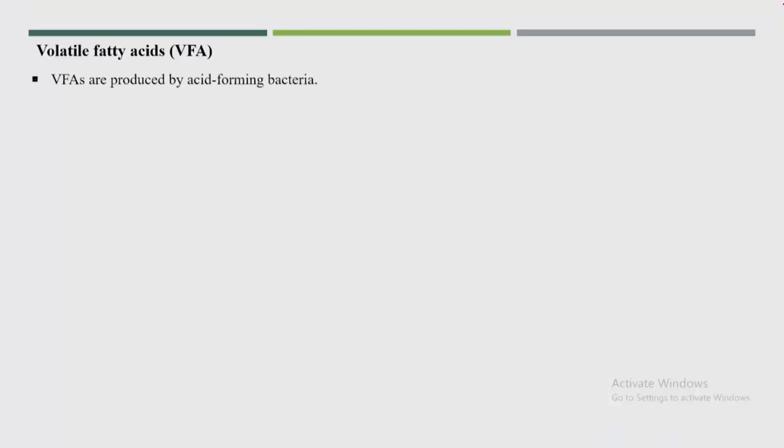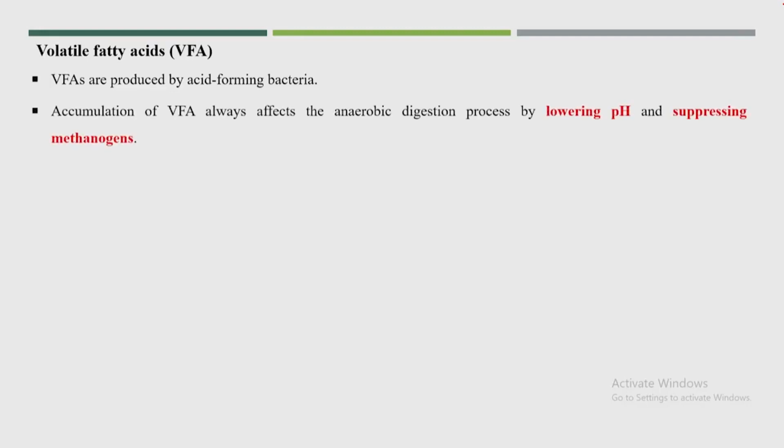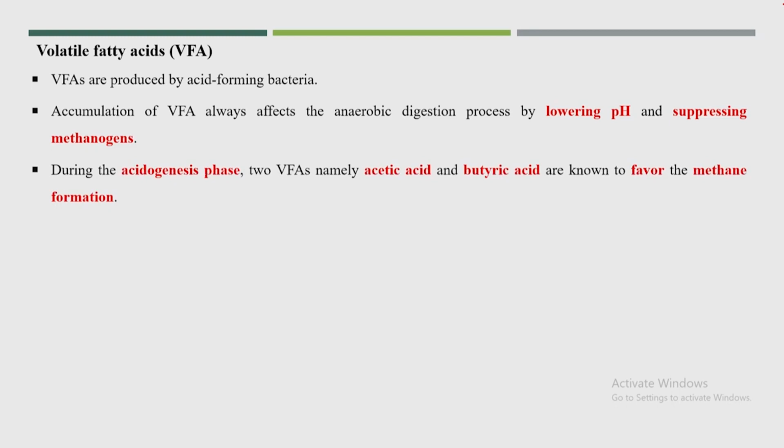Next is the VFA. So, this is what we were talking about. The VFA are produced by the acid forming bacteria. So, accumulation of VFA always affects the anaerobic process by lowering the pH and suppressing methanogens.